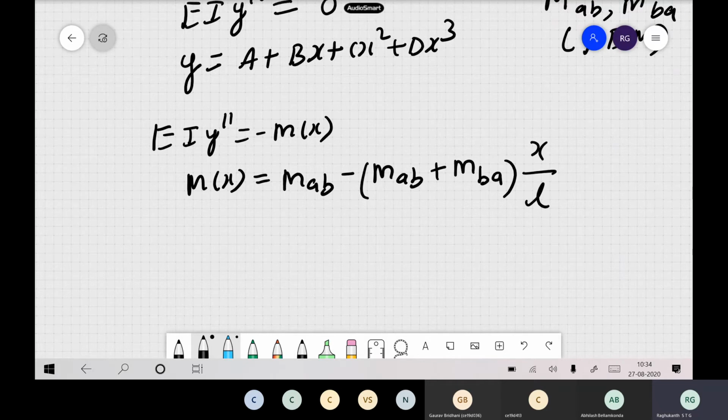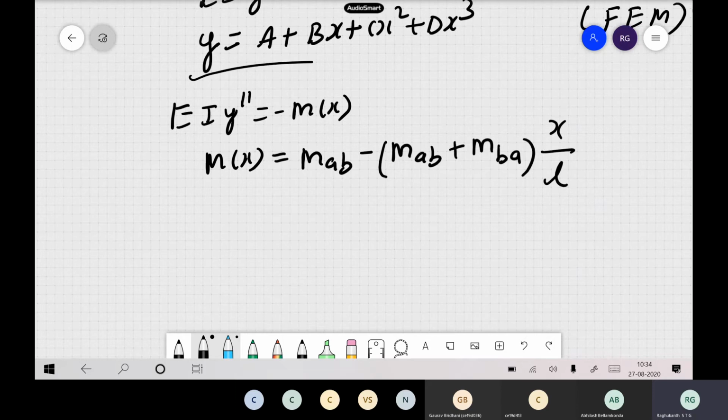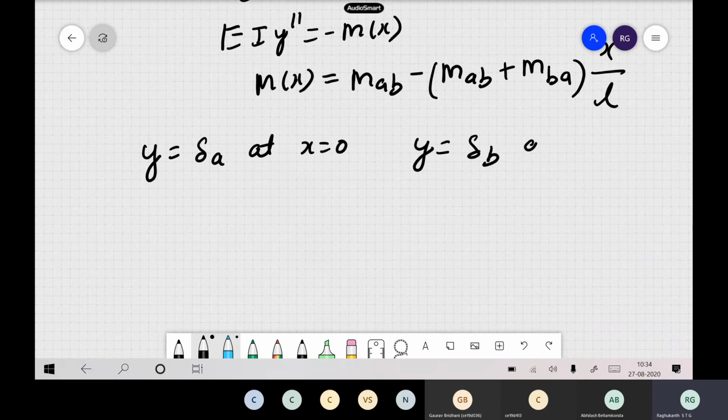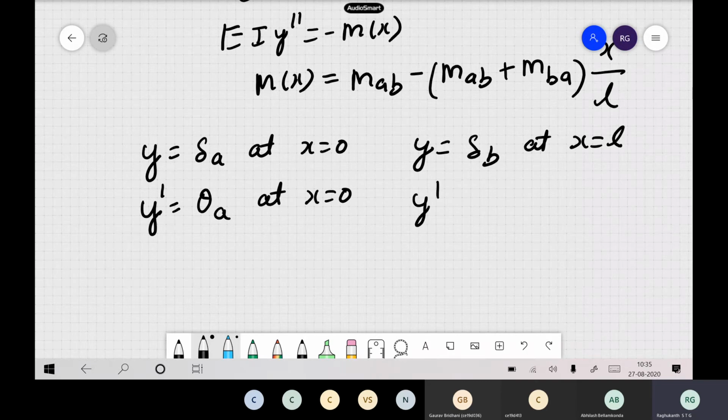Now to derive our slope deflection, we can use the second order, or you can go for the fourth order equation itself. If you go with the fourth order equation, you have to find out the A, B, C, D constants. The boundary conditions are y is equal to delta A at x is equal to 0, and y is equal to delta B at x is equal to L. And y dash, that's the slope, is theta A at x is equal to 0, and y dash is theta B at x is equal to L.